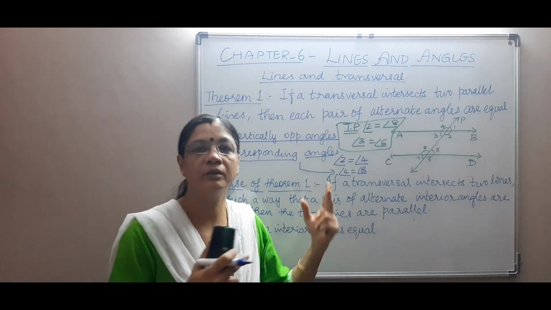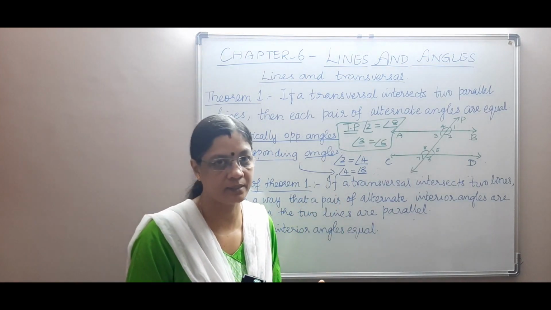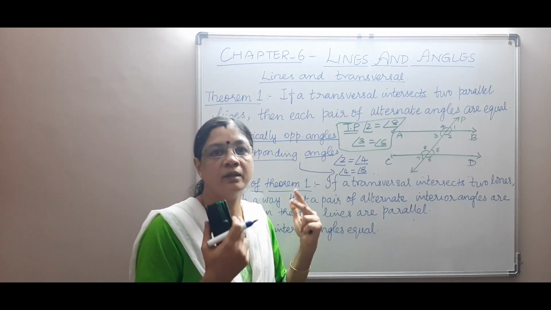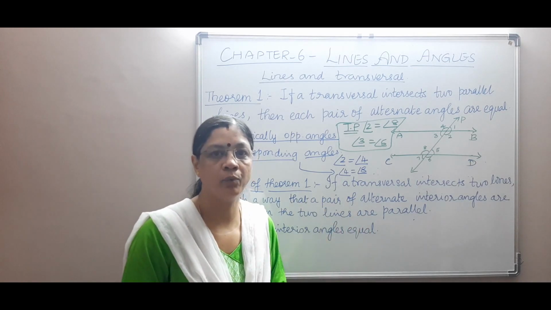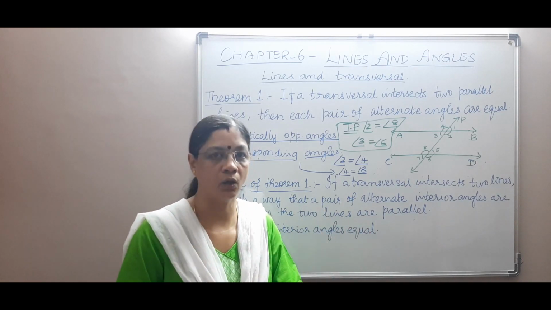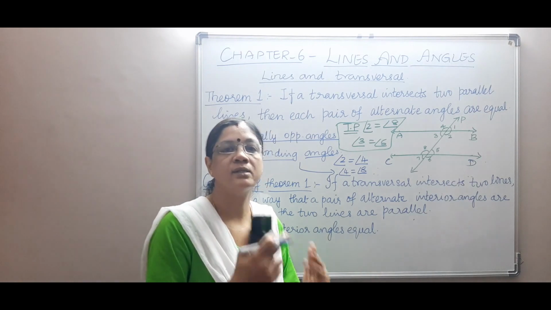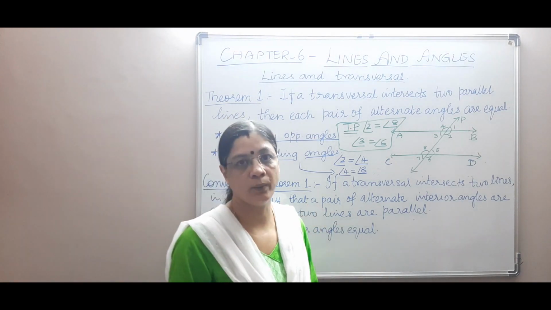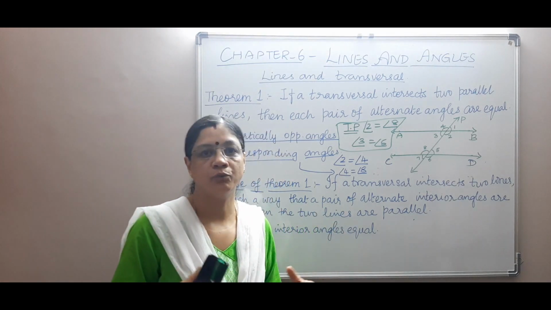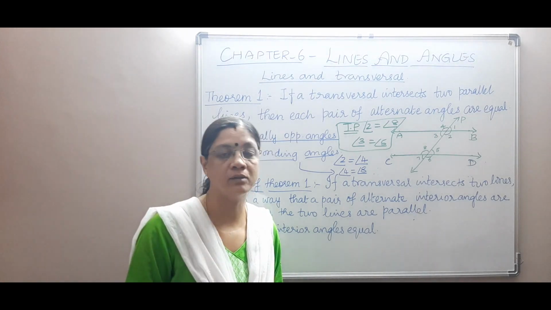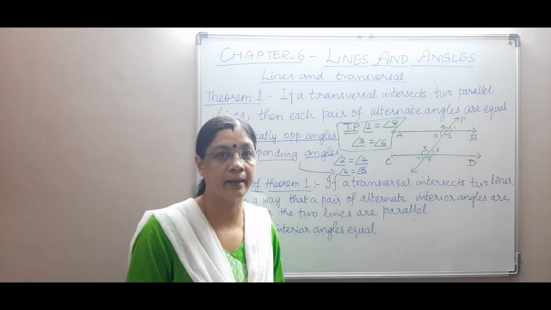So this is what the converse of theorem 1 states. First, we have taken the lines to be parallel and we have proved alternate interior angles are equal. Now the condition is alternate interior angles are equal and we have to prove both the lines are parallel. So how do we prove both the lines are parallel?